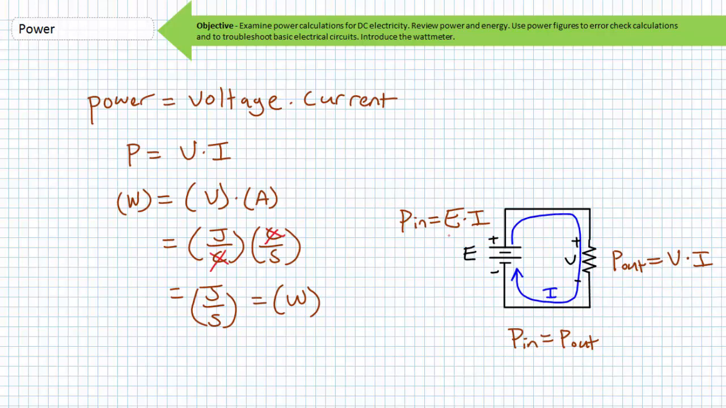If it's a source, it supplies power equivalent to the source's voltage rise times the current supplied by the source. If it's a passive element within a circuit, the power dissipated by the element is that element's voltage drop across it times the current through that element. In theory, this seems easy, but in practice, power measurements are kind of a pain.